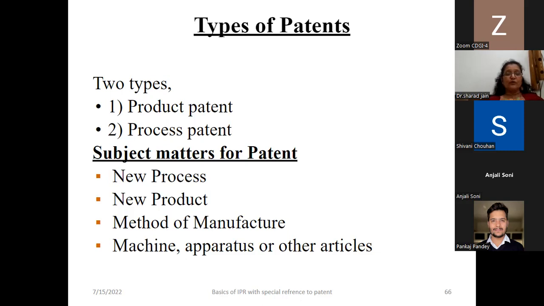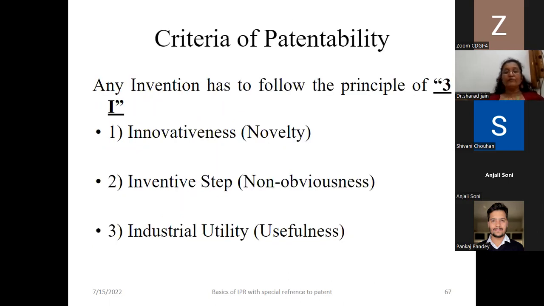There are two types of patents: product patent and process patent. The subject matter for patents should be a new process, new product, new method of manufacture, machine, apparatus, or other articles, which all have industrial application and also economic power. So in conclusion, any invention has to follow the principle of 3I: innovativeness, inventive step, meaning non-obvious, having novelty, and having industrial utility.